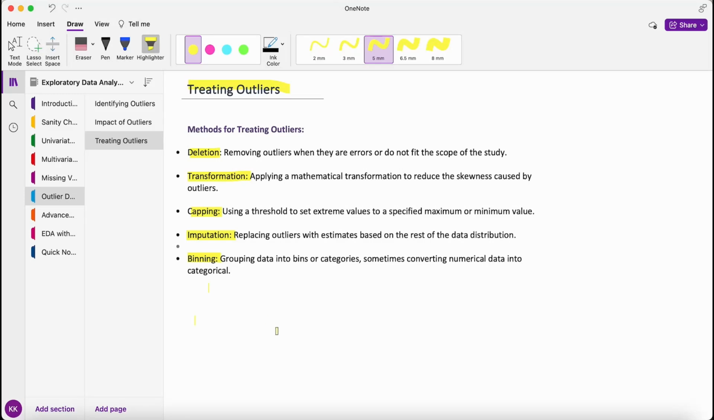The method of handling outliers must be chosen carefully, as it can significantly influence the outcome of data analysis. Deletion may lead to loss of information, while imputation and transformation can introduce bias if not done correctly. Each method must be considered in the context of the dataset and the analytical objectives.